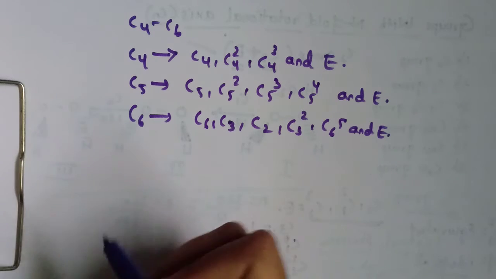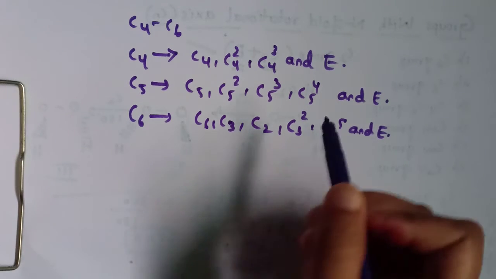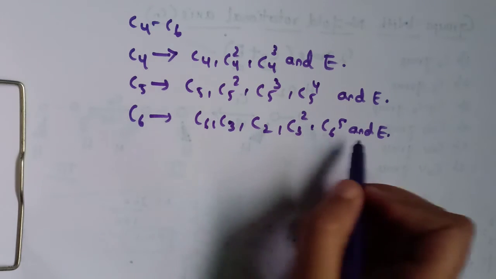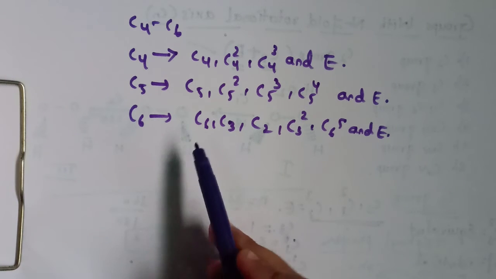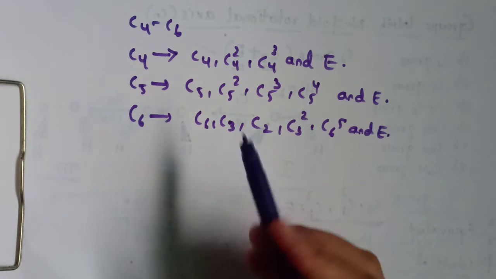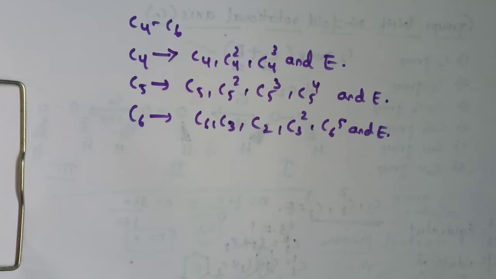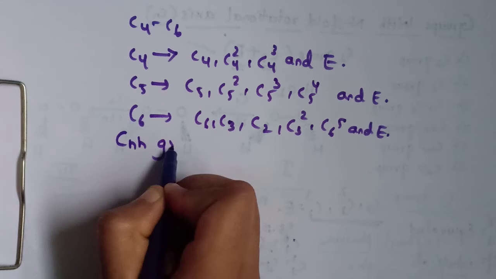See here, what does it mean in the C6: C6, C3, C2, C3 square, like this symmetry elements are present. It means if we carry out these operations, we will get either the original configuration or an identical configuration. If you perform C6, we will get the original configuration or an equivalent configuration. C3 also will give an equivalent or original configuration. Like this, C4 to C6 have these symmetry elements. Now moving on to the CnH group.